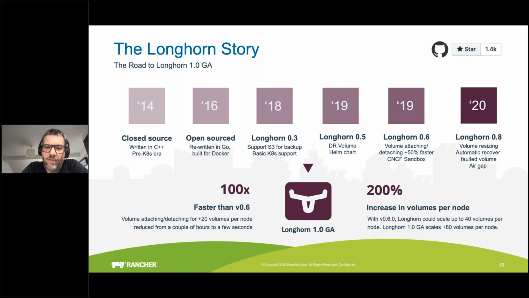As you can see from this graphic here, Longhorn 1.0 GA has the ability to attach and detach over 20 volumes per node, and that's reduced from a couple of hours to just a few seconds. That's a massive difference. And similarly, Longhorn 0.6 was only able to scale up to about 40 volumes per node. Now with the GA release, it scales up to 80 volumes per node and beyond.